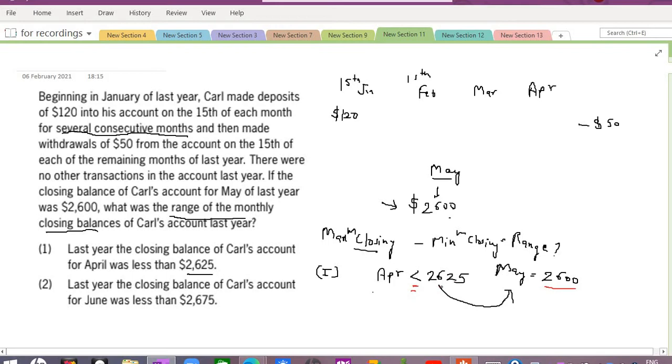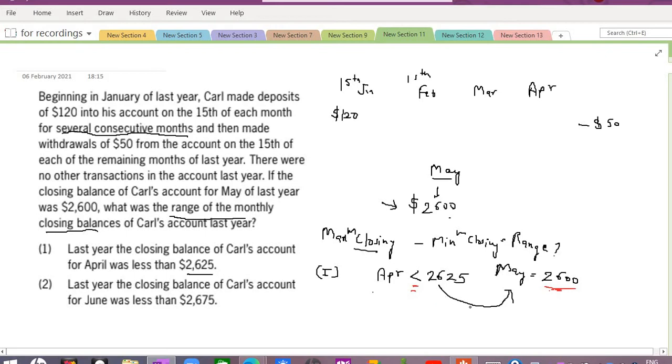Even if I consider it to be 2625, May's amount should be less than 2625, which is not the case. That's correct, right? So quite clearly, there hasn't been any withdrawal. So I am sure the other option is right.